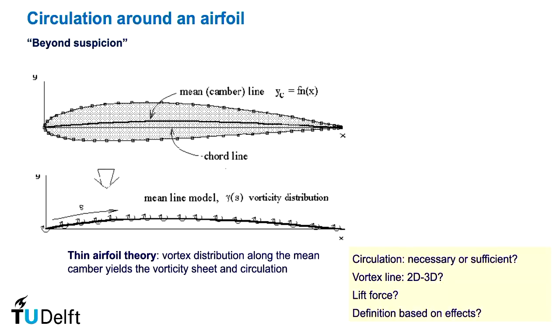And it says that there is a vortex distribution that gives you the vorticity sheet and that produces the circulation around the airfoil. Now, if I ask myself the question, is this a vortex? Should a vortex detection method have a positive outcome when I say this is the flow around an airfoil, even an inviscid flow around an airfoil? So this is food for thought.